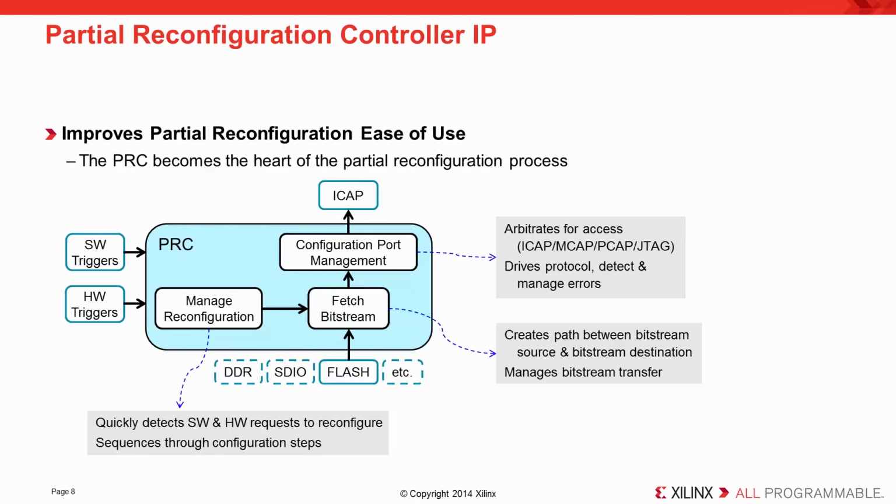Speaking of IP, a new core is available to help manage the overall process of PR events and partial bitstream delivery. The Partial Reconfiguration Controller, or PRC, is designed to be the heart of a PR system. It is built with standard logic resources and responds to hardware or software-based triggers when partial reconfiguration is needed. This IP will first support 7 series devices before expanding to support UltraScale.